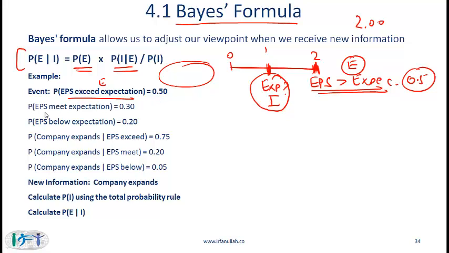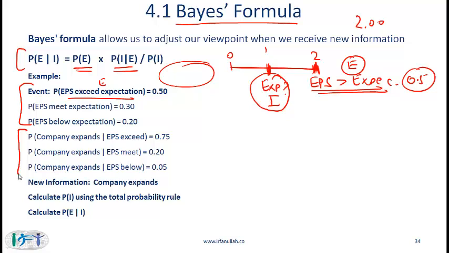While we are at it, let us also see the probabilities of the other possible events. The probability that earnings per share meet expectation is 0.3, and probability that earnings per share are below expectation is 0.2. These are prior probabilities prior to receiving any new information. Also notice that these three probabilities are mutually exclusive and exhaustive.